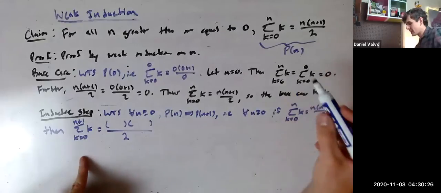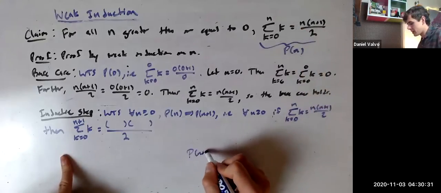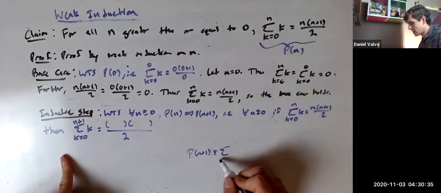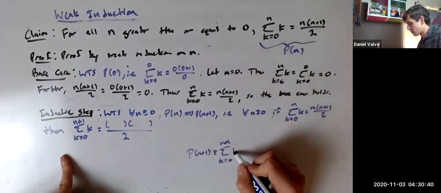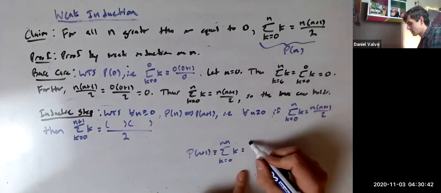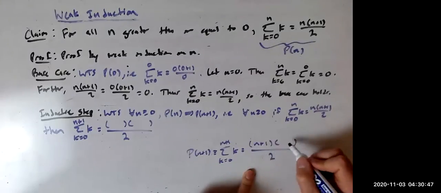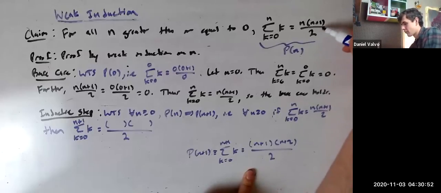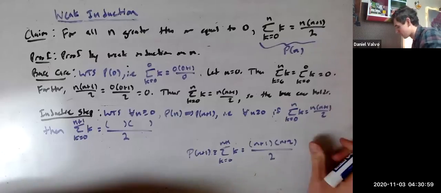So what is P of n plus 1 is the question, right? It's saying that the summation of k equals 0, we just plug an n plus 1 in for n, to n plus 1 of k equals, so what should we plug in here? n plus 1, n plus 2. Exactly, n plus 1, n plus 2. Because that's what this is saying for n plus 1. If it holds for n plus 1, we get an n plus 1 for n, and an n plus 1 here, which is n plus 2.